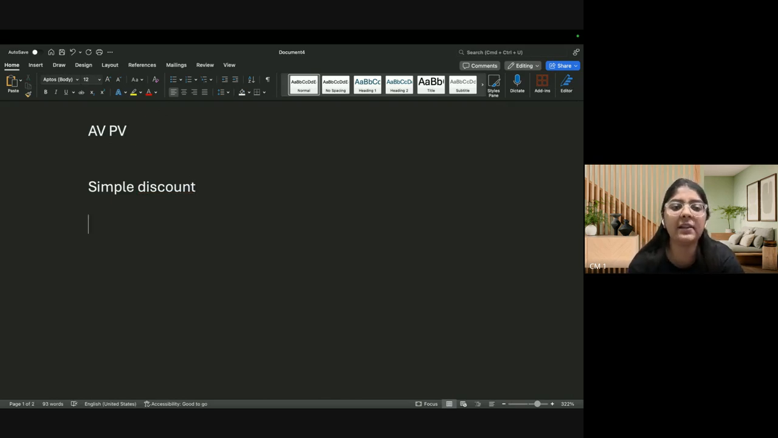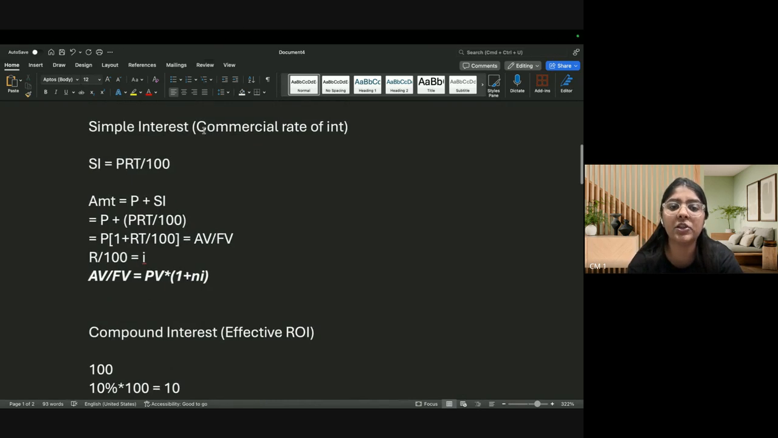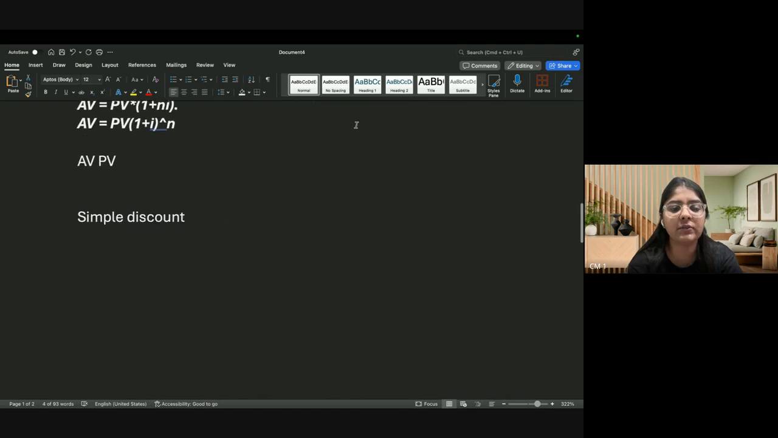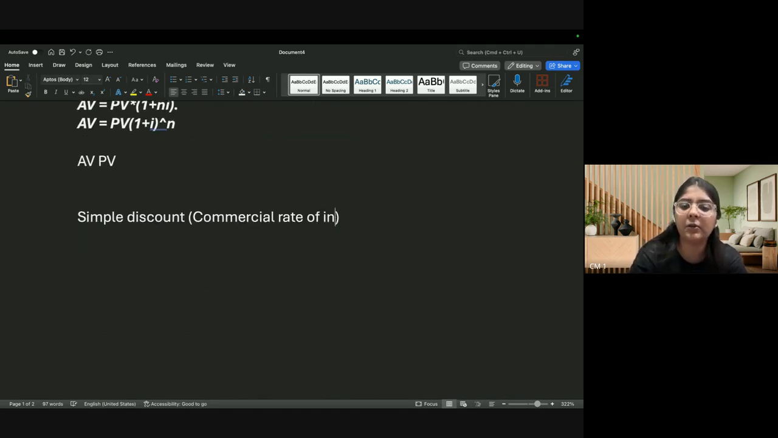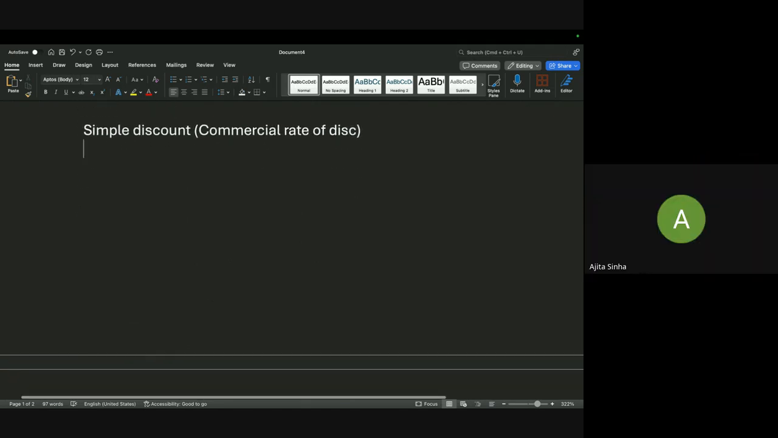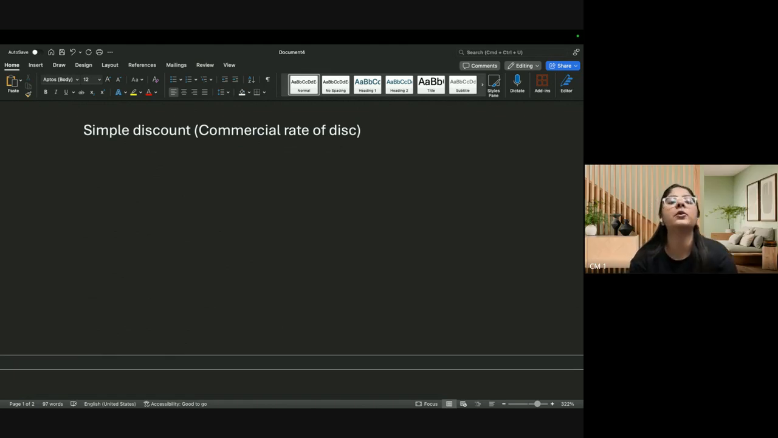Simple discount can also be known as the commercial rate of discount. So suppose in a question they don't mention the word simple discount and write commercial rate of discount, you'll be able to understand what they're talking about. So what is a commercial rate of discount or simple discount?